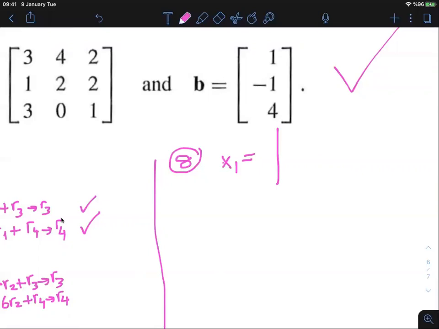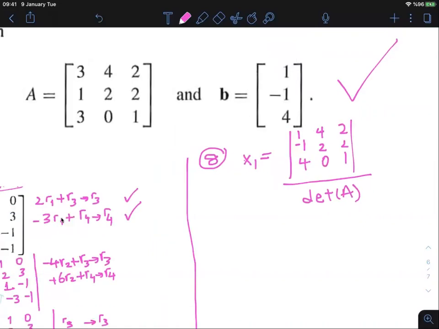Instead of the first column of the matrix, I replace it with the vector b. So this becomes 1, minus 1 and 4. So then this becomes 4, 2, 0, and 2, 2, 1. And I divide this by the determinant of the matrix A.